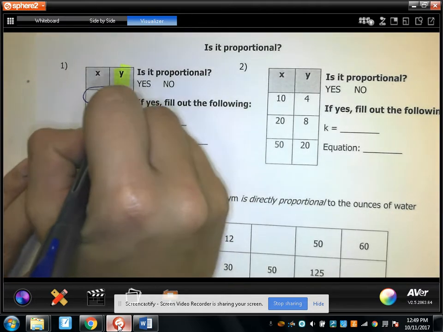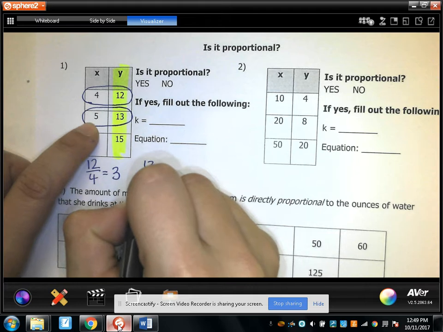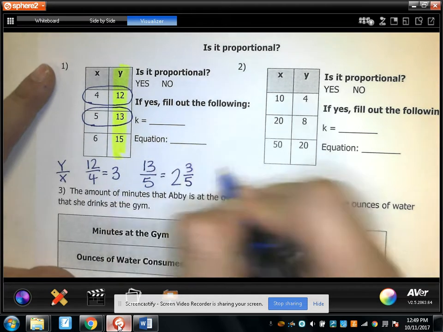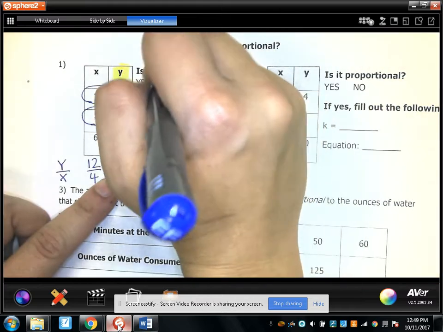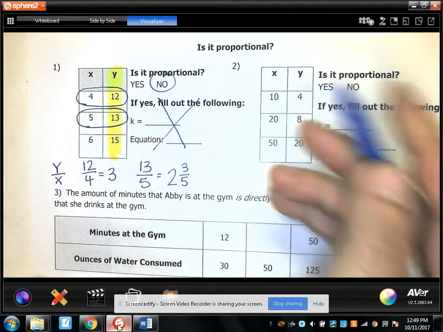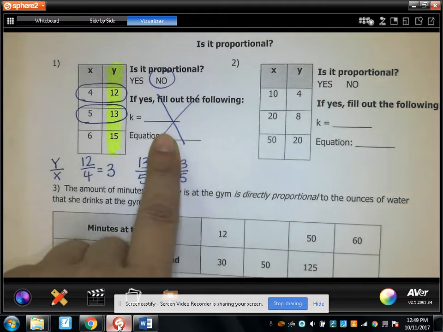So let me see. Y divided by x. Well, this is 2 3/5. Since I didn't get the same number each time, this is not a proportional relationship. There is no constant of proportionality, and I can't write an equation for this non-proportional relationship right now.